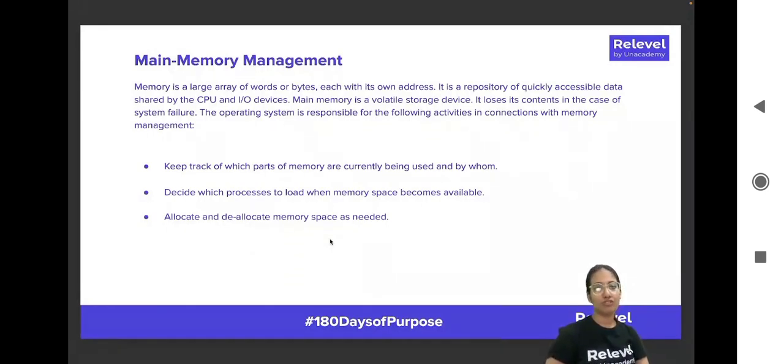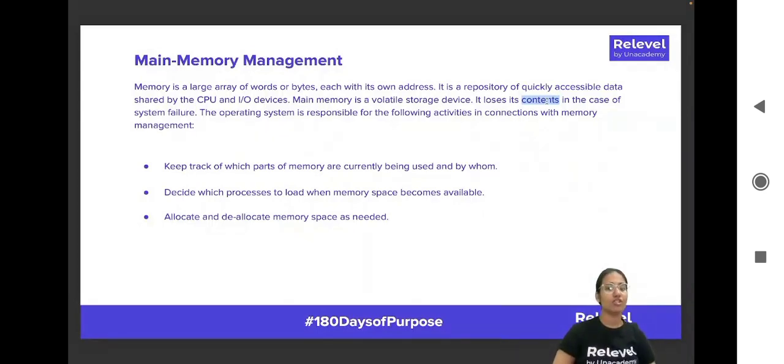So it is basically a collection of quickly accessible data that is shared by the CPU and the input-output devices. Okay, and main memory is a volatile storage device. What do you mean by volatile storage device? It means that as soon as you restart your computer, the information present in the main memory is lost. Or in other words, its contents are lost in case of a system failure or the moment you restart your system.